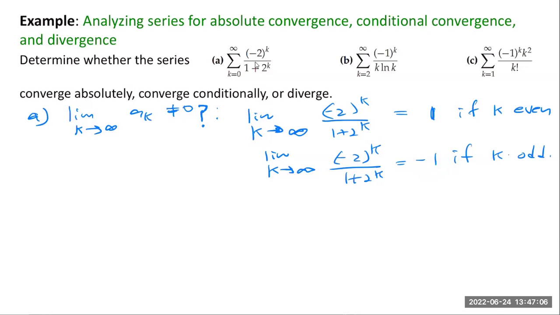So the limit does not exist, right? How can the limit exist? When k is getting bigger and bigger as even numbers, it is approaching 1. When k is getting bigger and bigger as odd numbers, it is approaching minus 1. These are two different values. So the limit of the original series term does not exist. Limit as k approaches infinity of minus 2 to the power k over 1 plus 2 to the power k does not exist.